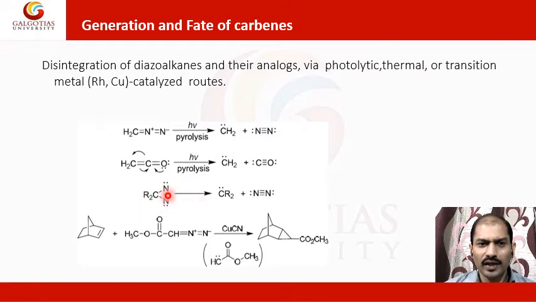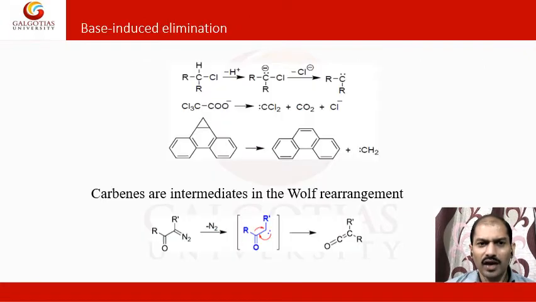So this is another reaction by which you can generate the carbene. These carbenes have great relevance in reactions, so here also with the help of base induced elimination, you can synthesize them. Carbene is an intermediate in Wolff rearrangement reactions. In this case, you can see the carbene is forming during the intermediate state. So this carbon is the carbene among this whole molecule.